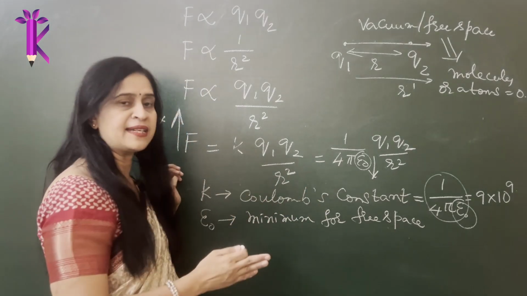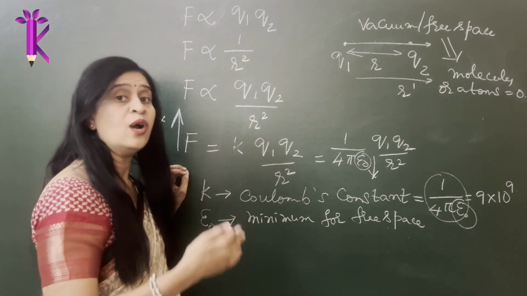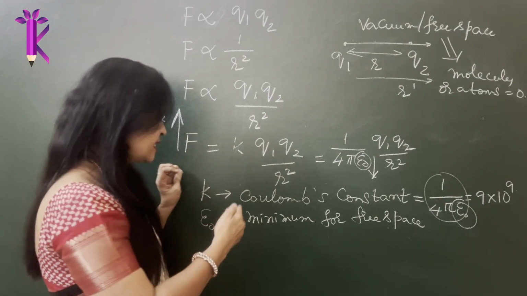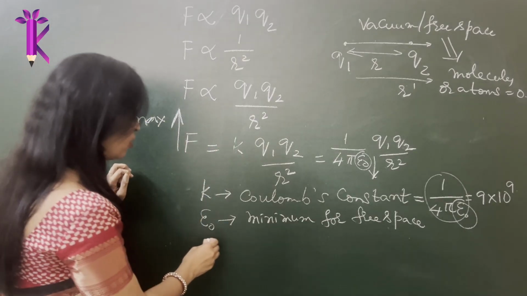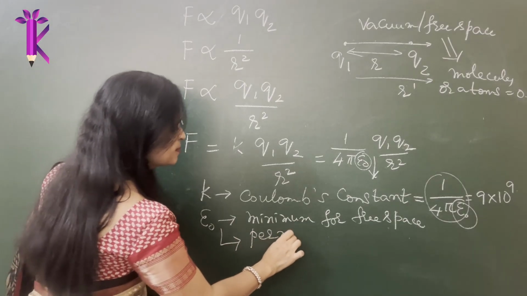So I hope this part is clear. Now we will define it for other mediums and see what happens to this permittivity. Okay, now I also have to say this is called the permittivity of free space.